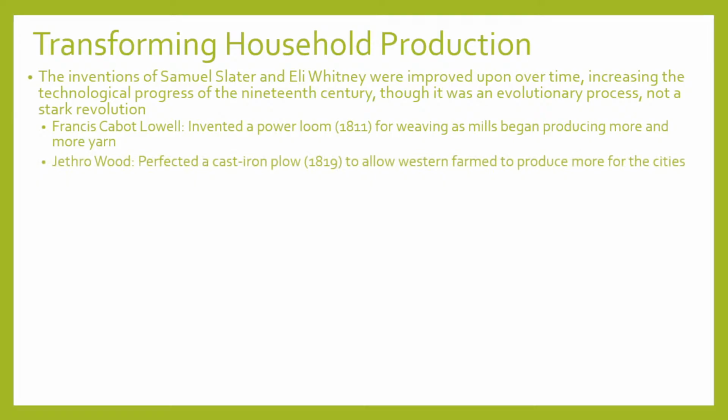Jethro Wood perfected a cast iron plow so that Western farmers could produce more for the cities. Again, plows before this point were wooden. If you were a farmer, you just carved a plow out of wood and used it till it rotted away. But with the cities growing, they needed more food, and the only way to plow enough land to grow enough food was to have more efficient plows, and cast iron was the way to go.